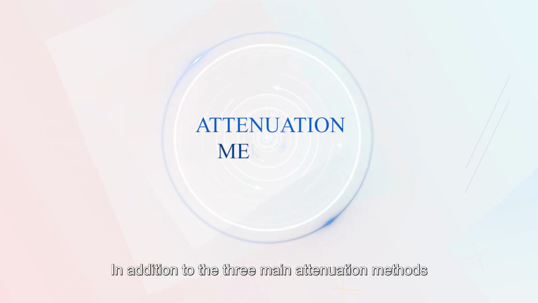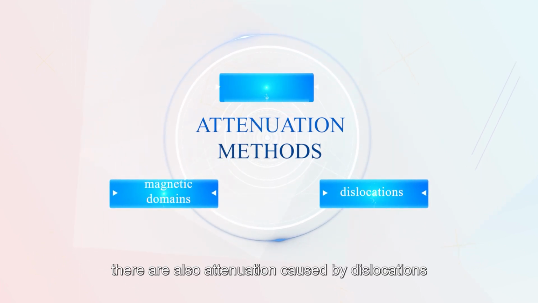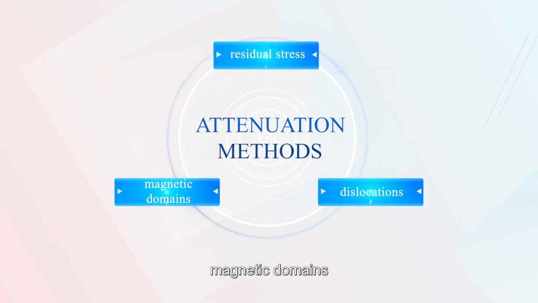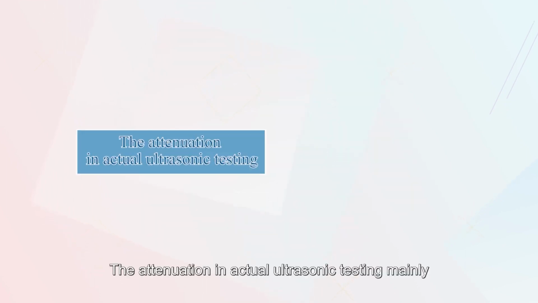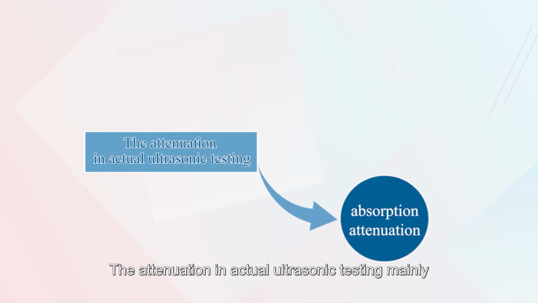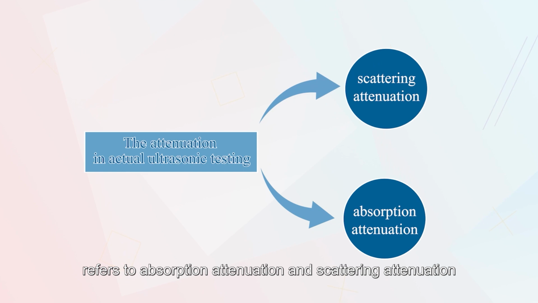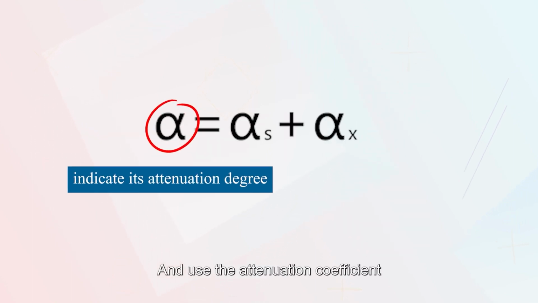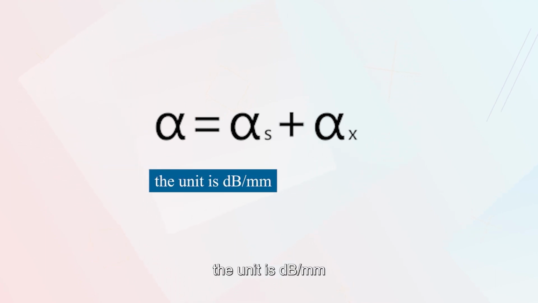In addition to these 3 main attenuation methods, there are also attenuations caused by dislocations, magnetic domains, residual stresses, etc. The attenuation in actual ultrasonic testing mainly refers to absorption attenuation and scattering attenuation, and uses the attenuation coefficient alpha to indicate its attenuation degree. The unit is dB/millimeter.